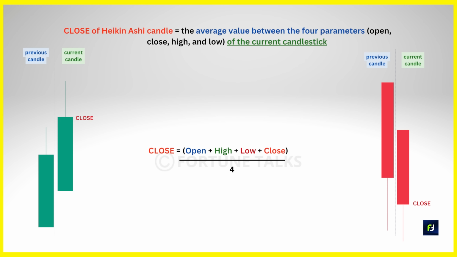Finally, the close of each Heikin Ashi candlestick equals the average value between the 4 parameters, that is open, close, high and low for the current price bar. So Heikin Ashi close price is equal to open plus high plus low plus close, the whole divided by 4. These calculations are really simple.